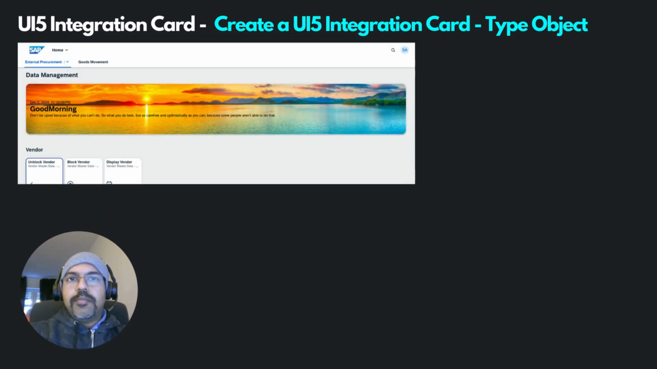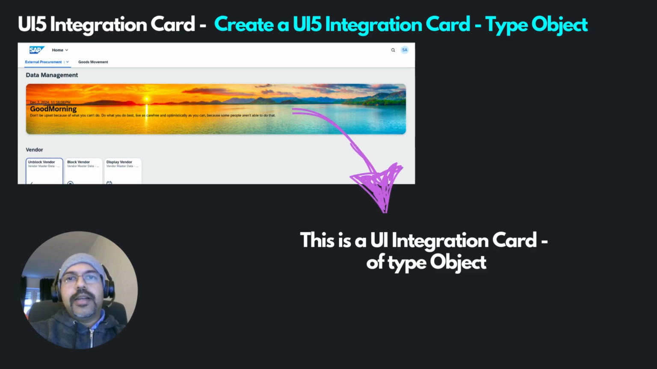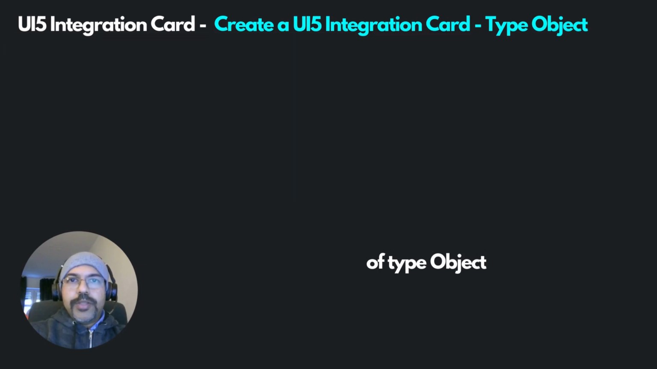Now, the first thing to understand is that the image header that we want to create at the top of our business site is actually nothing but a UI integration card. And the topic of a UI integration card is familiar to us. We have already created a UI integration card of type list. But for the image header, the integration card that we are going to create has a different type. This time we'll be creating a card of type object.